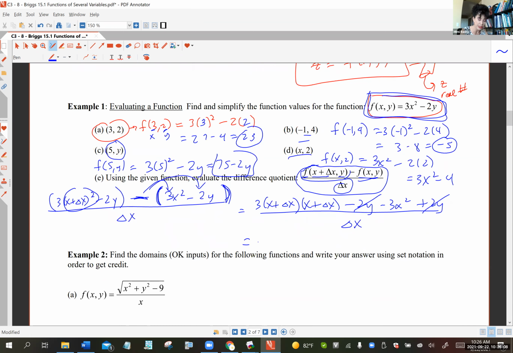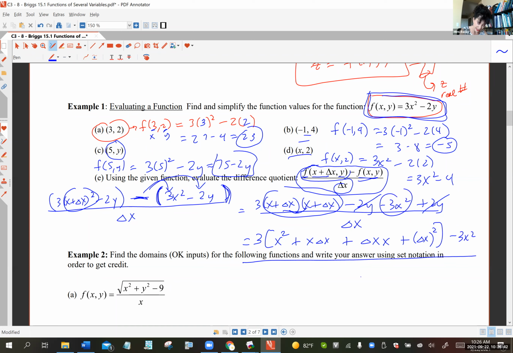Now this is where the algebra can kill people. After you FOIL this product, don't bring the 3 in yet. Oh, no. We'll deal with the 3 later. You're going to get x times x is x², x times Δx is just x times Δx, Δx times x, that's Δx times x, plus Δx times Δx. Well, that's Δx getting squared, that whole mess. Okay, and then you still have this minus 3x² over there in the numerator, and this whole mess is still all over Δx. Are we done yet? Oh, heck no.